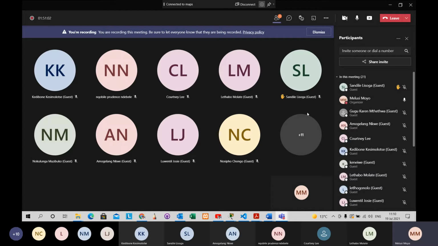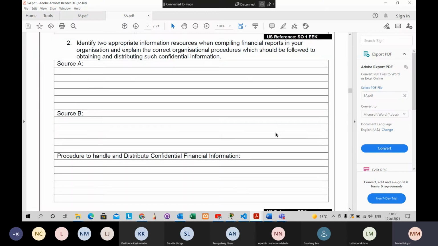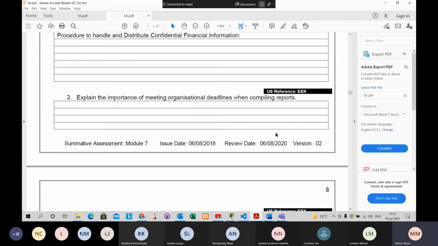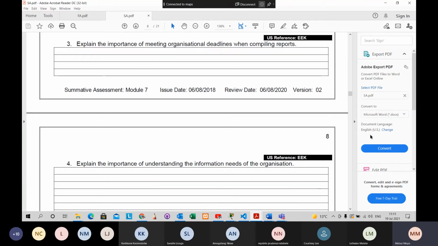So basically on number 2, that's what we're looking for. You can see there it says procedure to handle and distribute confidential financial information. So right down there, you're going to write down the procedure to handle that specific information. Your source might be accounting, HR, the finance department, or any department, and then specify what they say in terms of handling specific data or information that you have been given. Any questions on number 2 before I move to number 3?